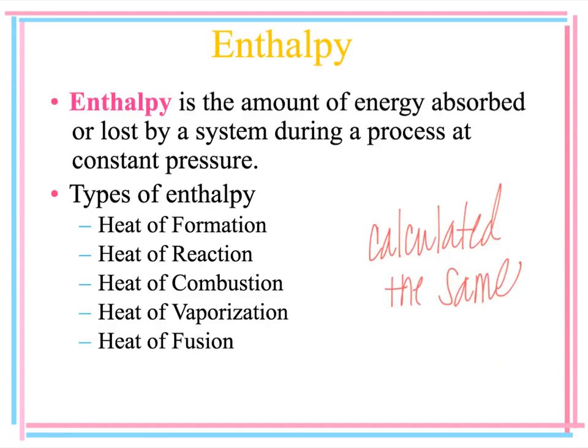So here's a little bit better definition of enthalpy. It is the amount of energy absorbed or lost by a system during a process at constant pressure. And we've got a couple of different types of enthalpy. The good news is they're all calculated relatively the same. We have heat of formation, which is when we're forming a compound from its constituent elements. We have the heat of reaction, heat of combustion when we're burning, heat of vaporization, and heat of fusion. The good news is they're all calculated the same. It's just what's going on. We call them different things.